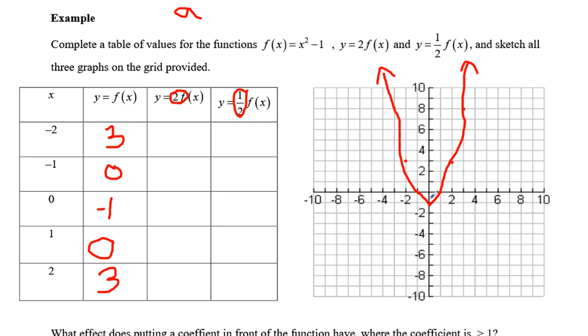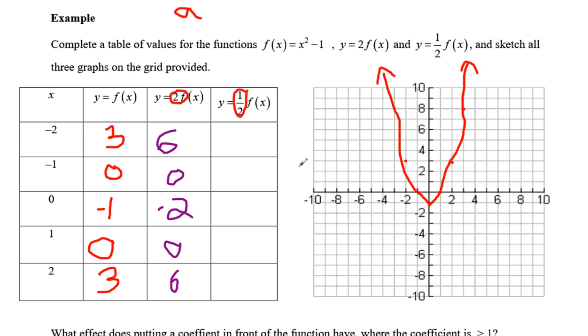So grab this guy by the bottom and stretch him by a factor of 2. Grab this guy by the top. I realize there is no actual top, but imagine grabbing this thing by its head and its feet, and then pulling it 2 times taller. So a 3 will become a 6. A 0 multiplied by 2 stays a 0. Negative 1 times 2 is negative 2. A 0 times 2 is still 0, and a 6.